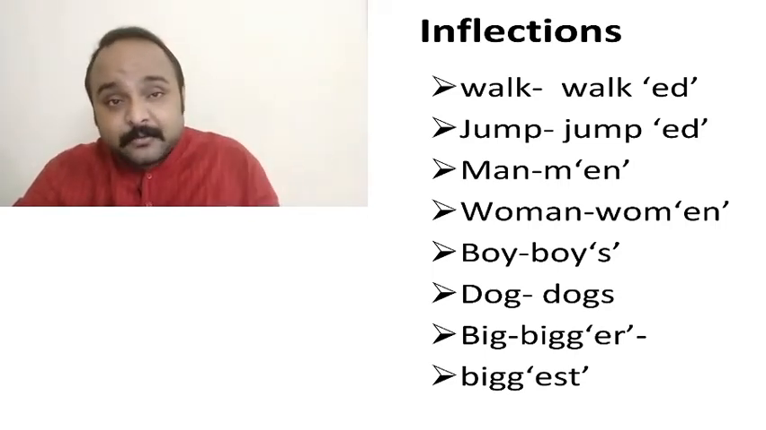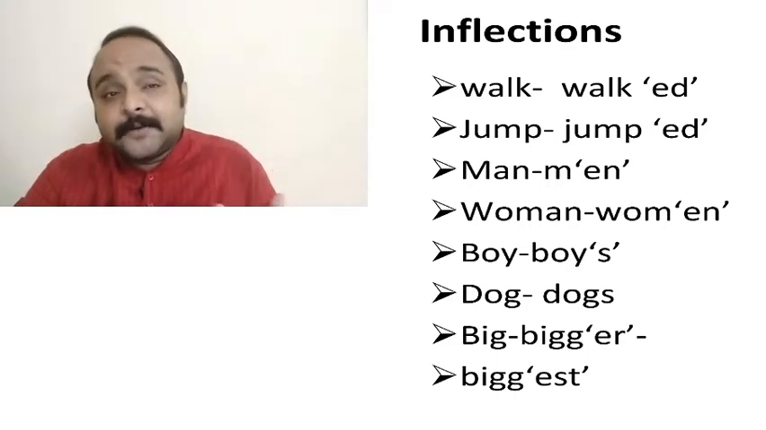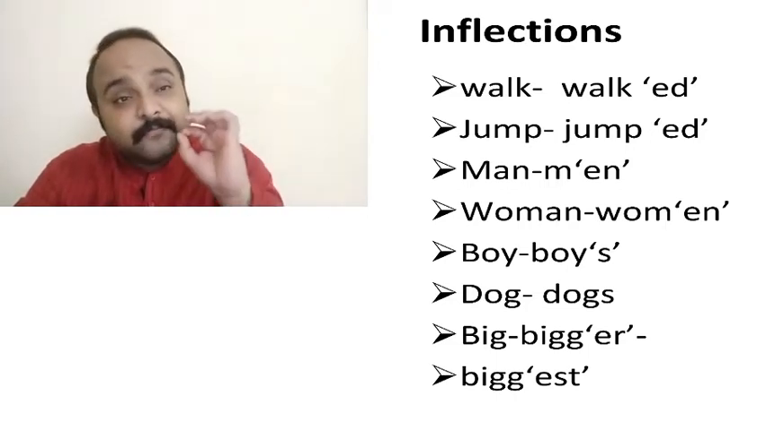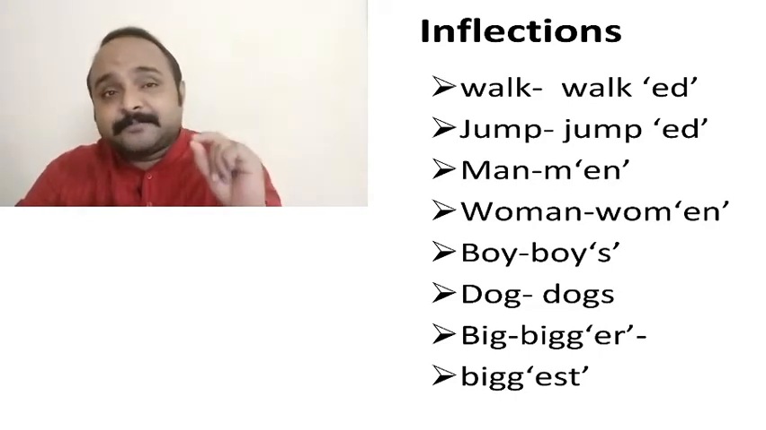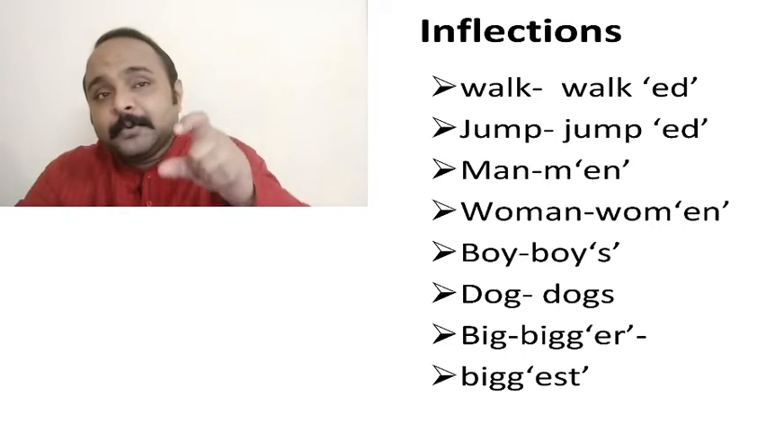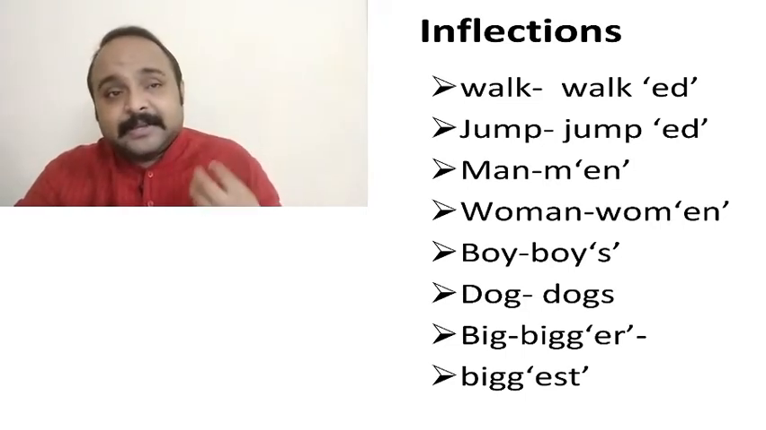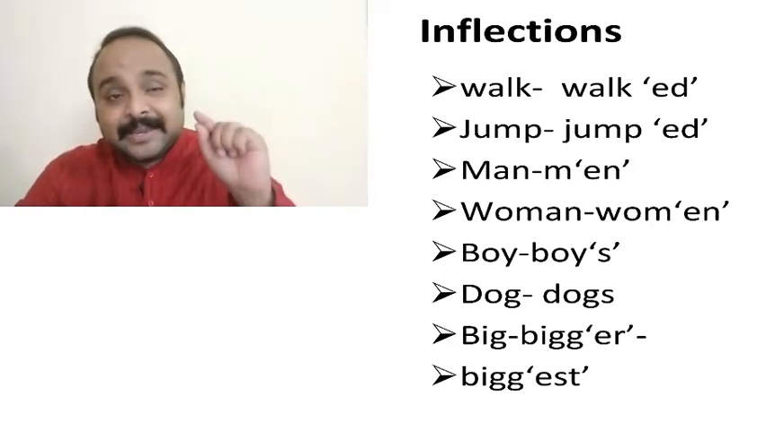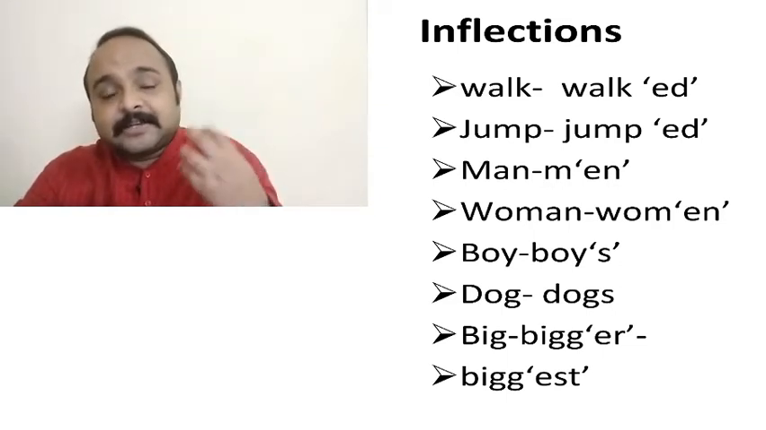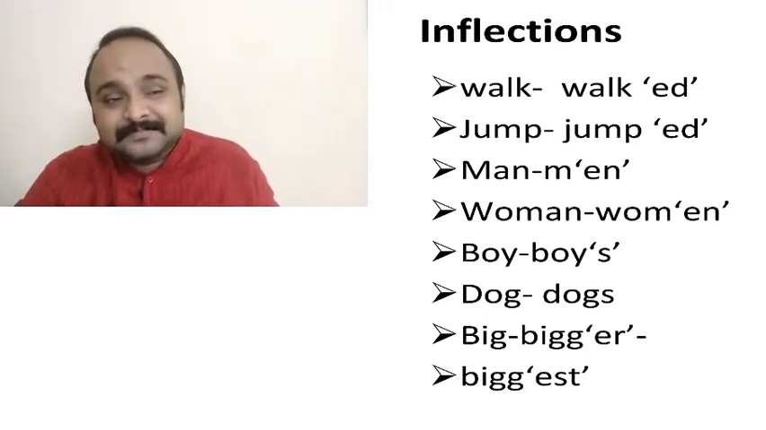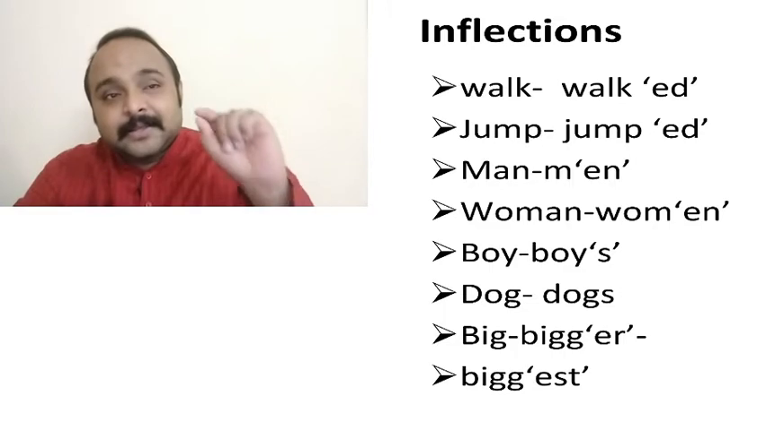Inflection affects nouns, adjectives, adverbs, and most commonly verbs. Inflections can also suggest whether the subjects are singular or plural. For example, the inflection S at the end of dogs: dog, dogs. It shows that the noun is plural, dogs. Adjectives inflect when we change them into their comparative and superlative forms. Big, bigger, biggest.